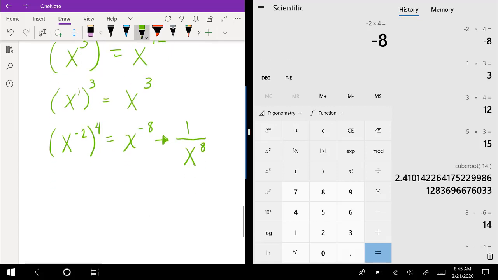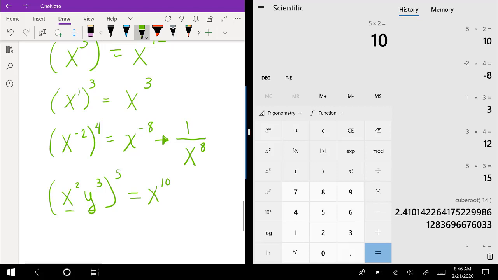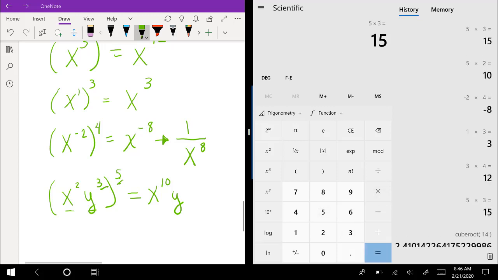You can have more than one base. I don't know if you'll get one like this today, but let's say you have x squared y cubed to the 5th. You have two different bases. You have x and you have y. So you have to do this 2 times. So first you do the x, so it'd be x to the 5 times 2. So 5 times 2 is 10. And then y, you would have 5 times 3. So 5 times 3 is 15. You can do it with as many variables or bases that you need.